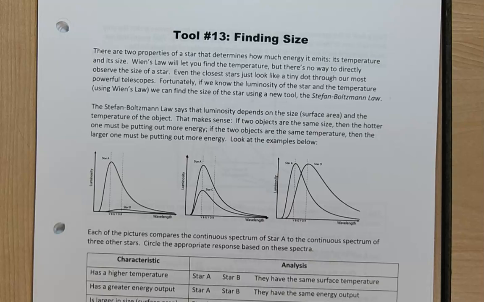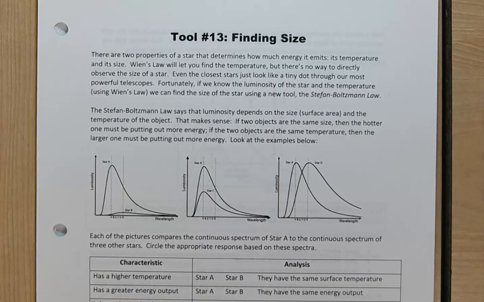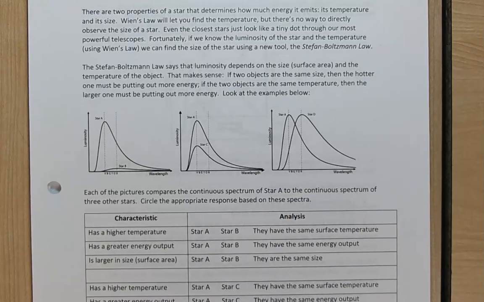Hey everyone. Okay, so now that we've talked about HR diagrams and how once you've measured the temperature and the luminosity of a star, you can figure out more things about it, like the radius, the size, right? And so, what answers are you getting for Tool 13? Let's look at this here.